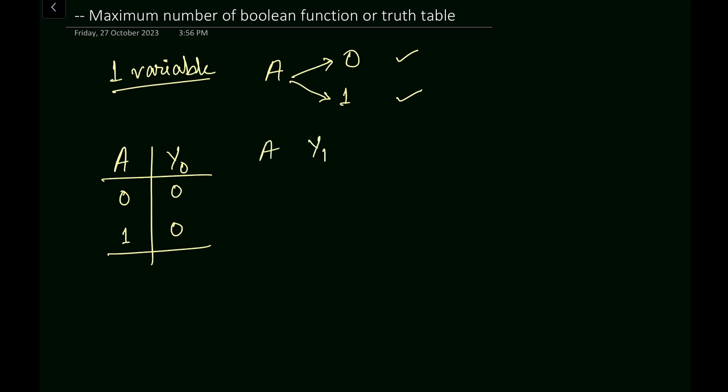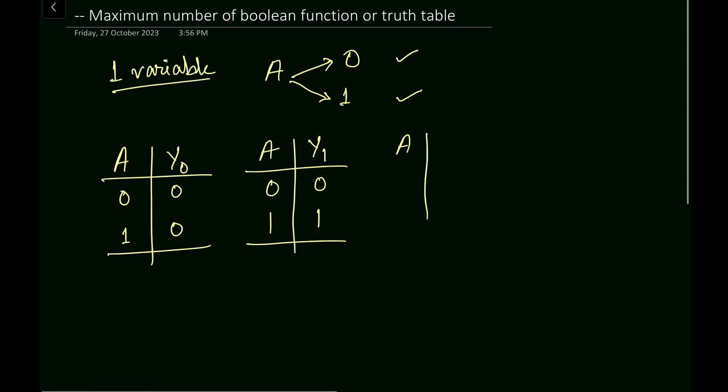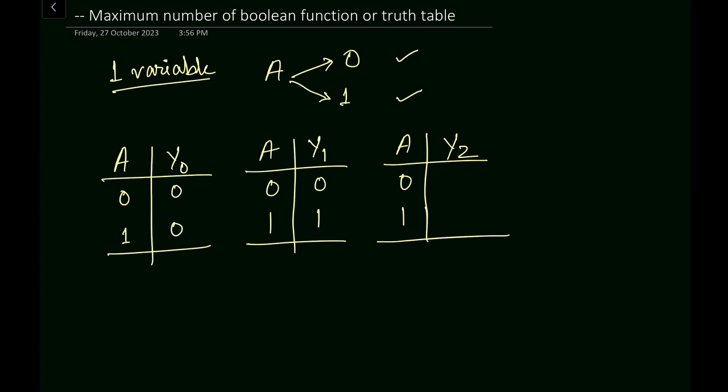A is the input, suppose y1 is the output now. 0 and 1 are the inputs. What will the output be? The output may be 0 and 1. Suppose for A equal to 0, the output is 0, and for A equal to 1, the output is 1. In this way we can consider. So this is the second truth table. Now let us consider again: A is the input and suppose y2 is the output. 0 and 1 are the two inputs, so we may have the outputs 1 and 0. This is another truth table. Truth table means we are giving some input and we are respectively writing the output value. This is called the truth table.